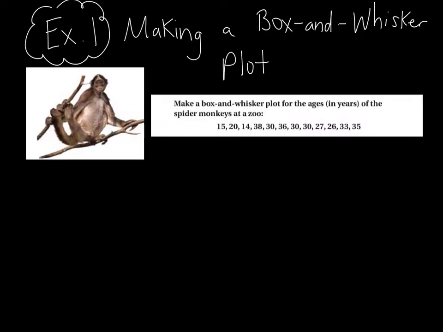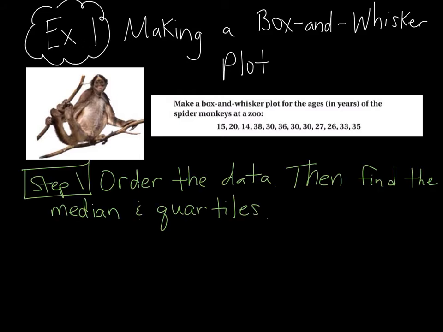In example 1, we're going to be making a box and whisker plot, and they're asking us to make one for the ages in years of the spider monkeys at the zoo, and they give us this whole list of ages. So step 1 here is to put the data in order from least to greatest, and then find the median and the quartiles.